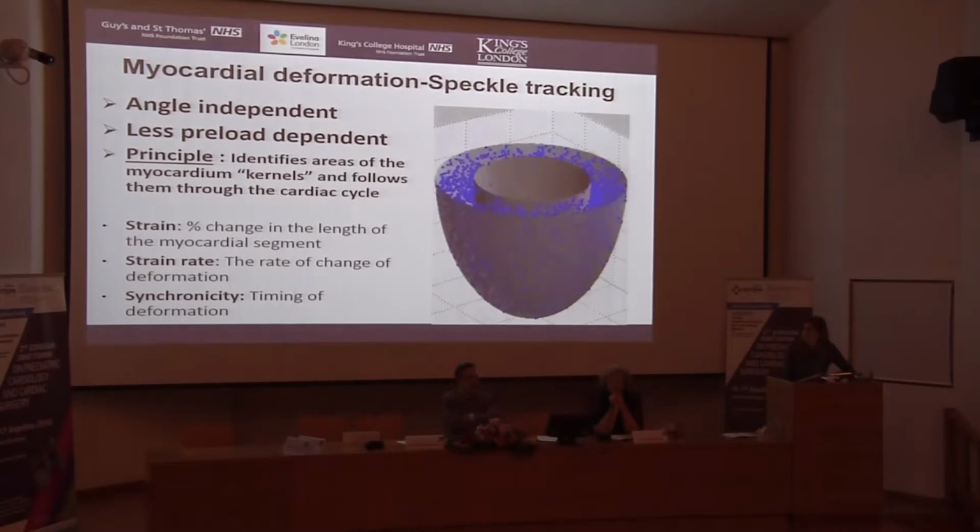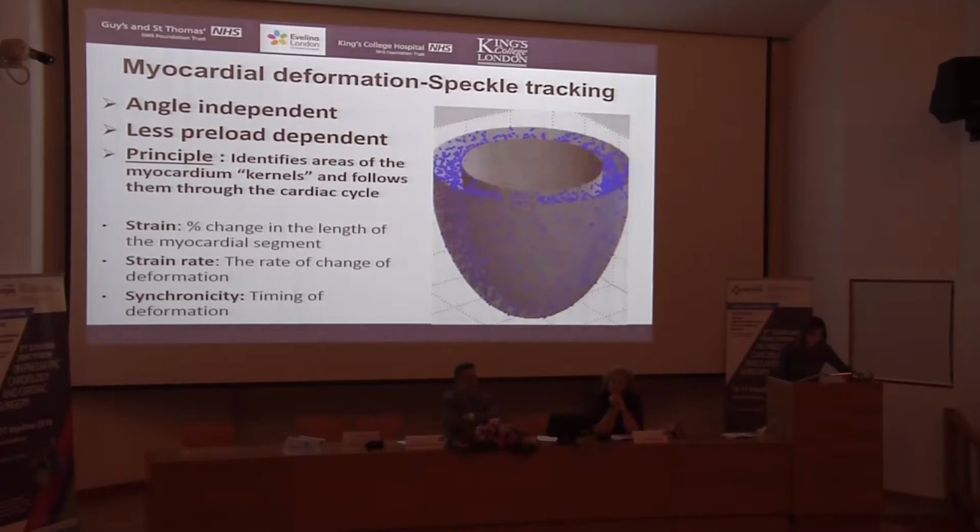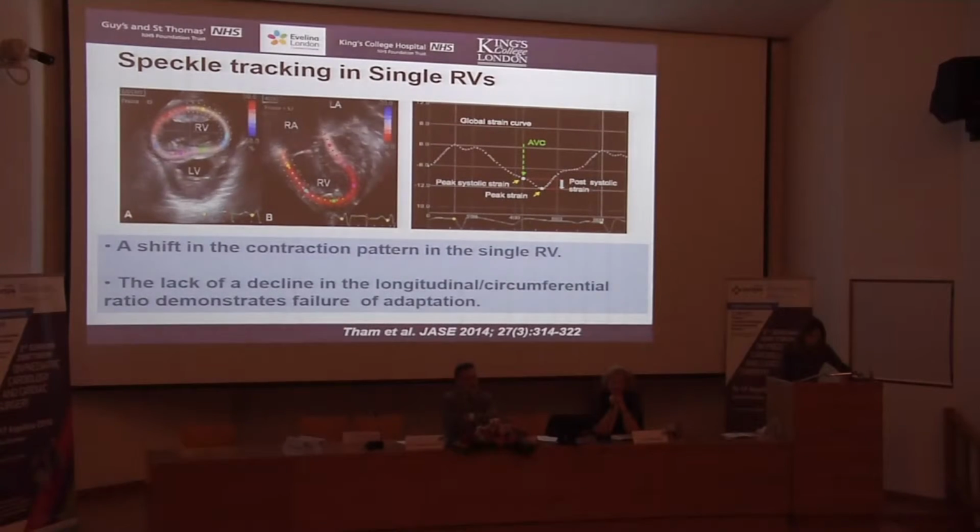We have measurements like strain, which is the percentage change in the length of the myocardial segment. We have the strain rate, which is the rate of change in the deformation, and we can also measure the timing of the deformation. This is a nice study published in 2014, where they used speckle tracking for the long-term follow-up of patients with univentricular heart as they went through the different stages of palliation.